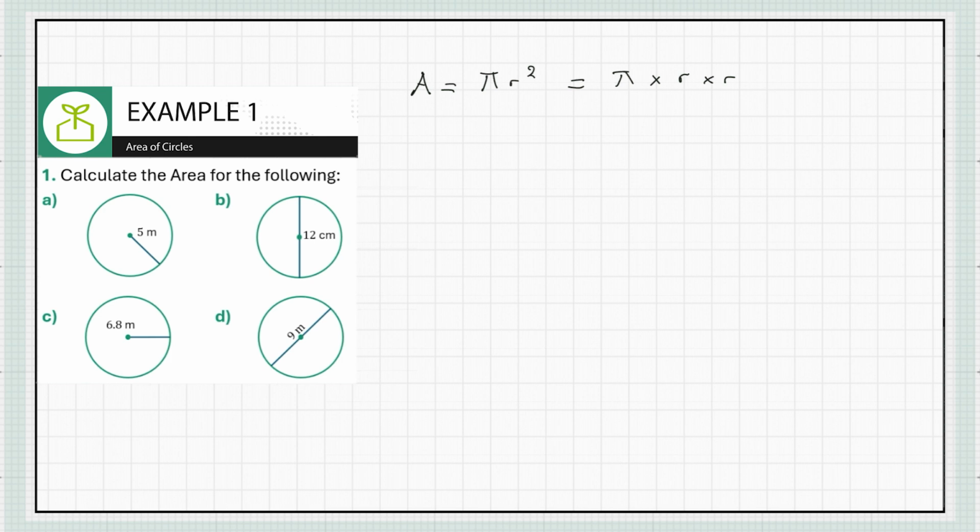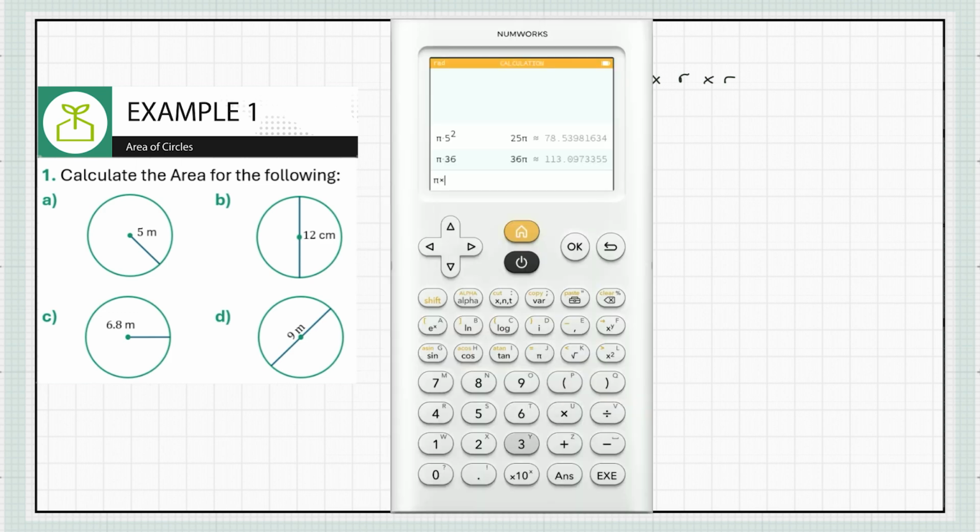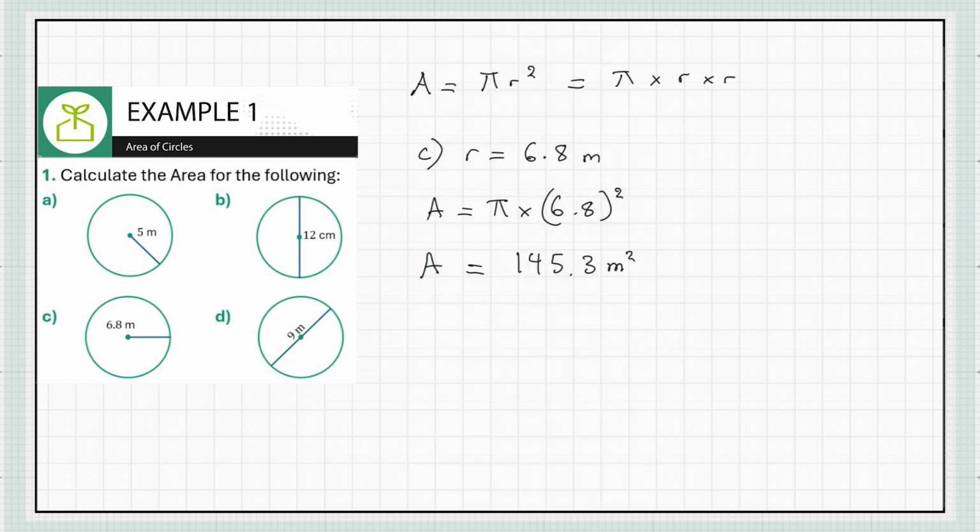Alright. Let's look at the next one. So for C, we've been given the radius is equal to 6.8 meters. And our area is going to be equal to pi multiplied by 6.8 squared. So our area is equal to pi multiplied by 6.8 squared. And then we hit execute, and we get 145, and rounding up, 145.3. And again, you can write to one decimal place.